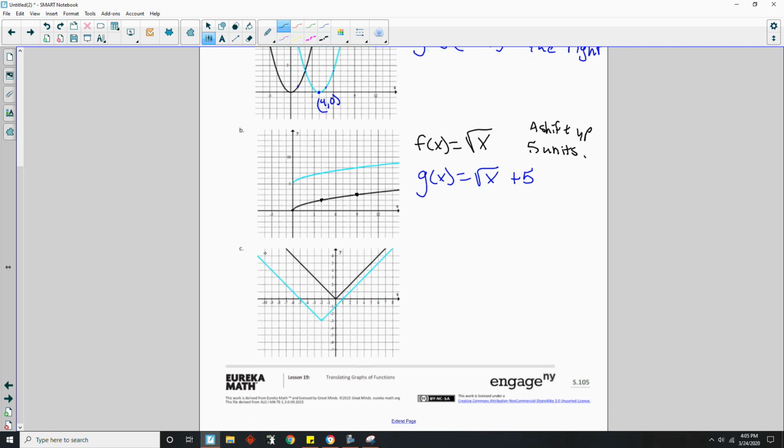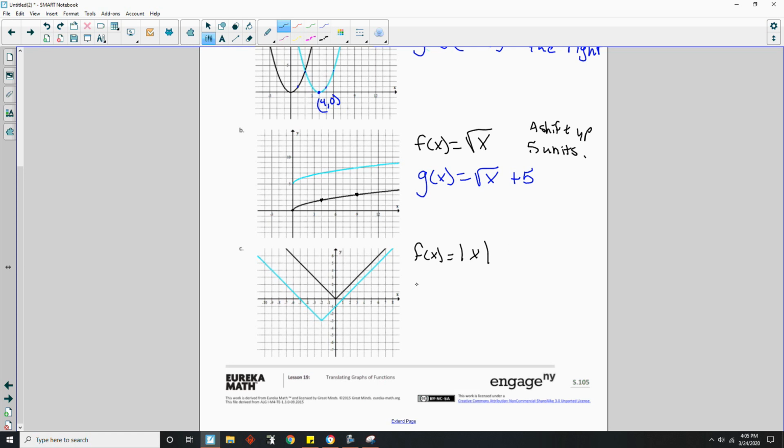Okay, part C. Well, this is an absolute value function, so f of x equals, we just did it on the last page, absolute value of x. Absolute value of 0 is 0, absolute value of 1 is 1, absolute value of 2 is 2, absolute value of negative 1 is 1, absolute value of negative 2 is positive 2. So this function is congruent to this function. It's just shifted over and down.